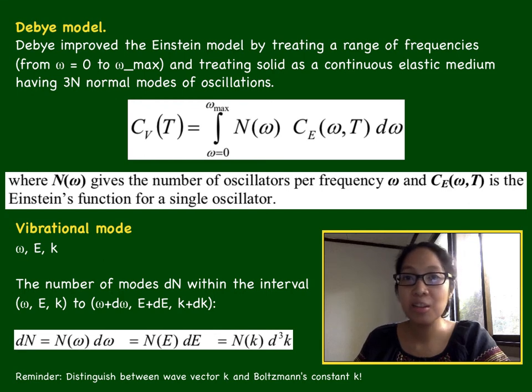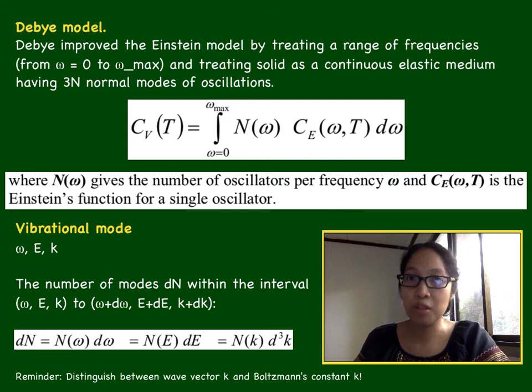In the integral equation above, n of omega gives the number of oscillations per frequency. It is also called the number of modes per frequency. Then the C sub E is the Einstein function for a single oscillator.